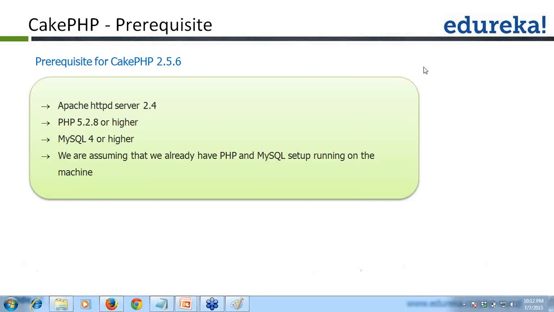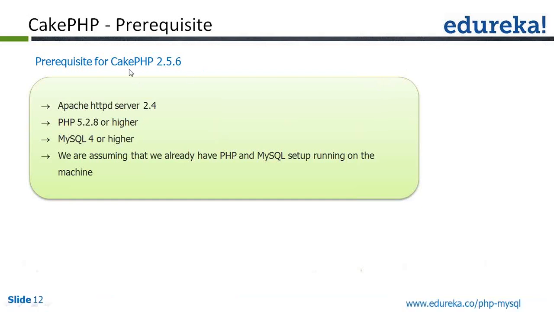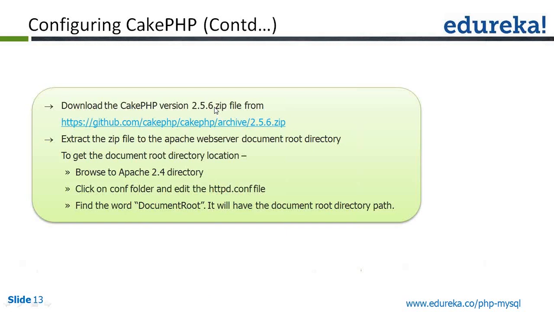Right. Now we are going to see 2.5.6 or 2.5.8. Prerequisites. Download the CakePHP version from any of these. Many different ways you can do that. Manually, we are going to download. We can use PEAR, the PHP Extension and Application Repository, or cakephp.org. From that site we can download.